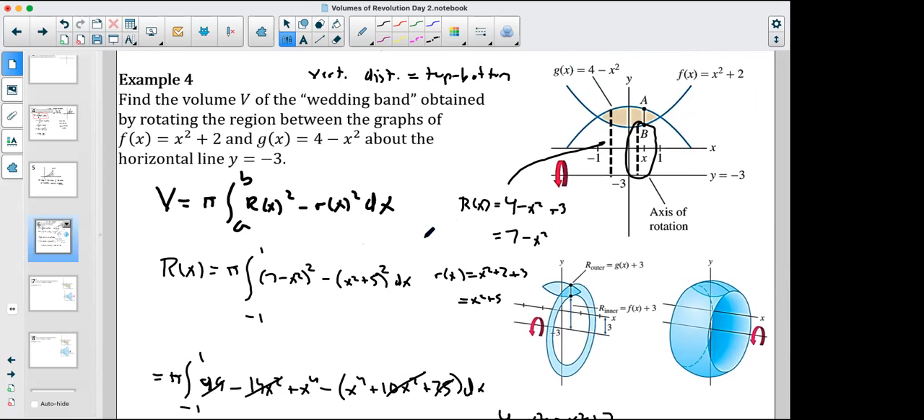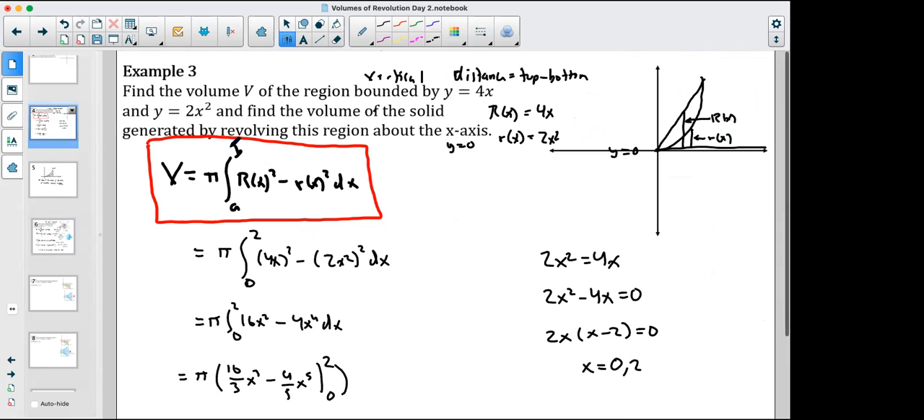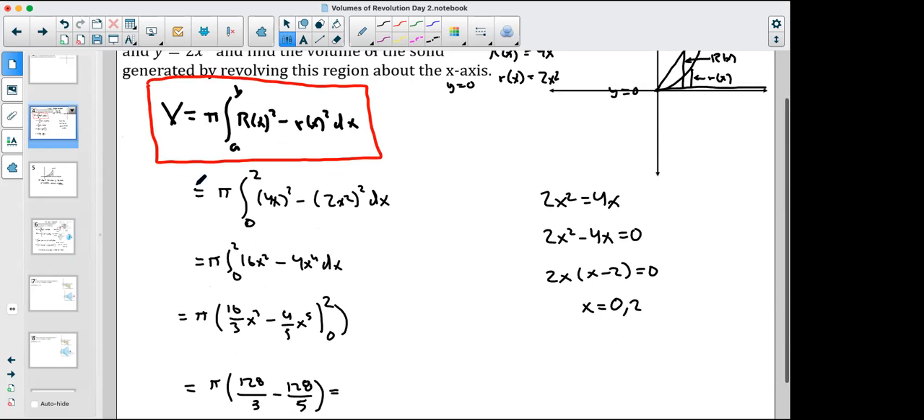Is that what it looks like? Maybe, kind of. I don't think wedding bands actually look like that. I think they're flat on the inside, but it's vaguely what that shape is. These two examples gave us top minus bottom for the distances, and big R squared minus little r squared for really any kind of volume of revolution. It makes more sense to think about disks when they're disks and washers when they're washers, but you can always use this formula as long as you understand that for a disk, little r is equal to 0.